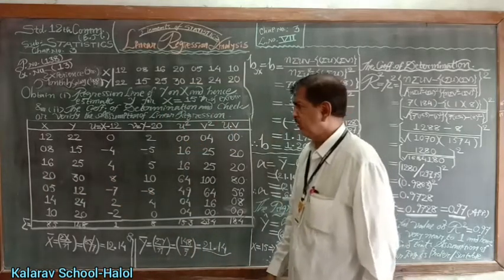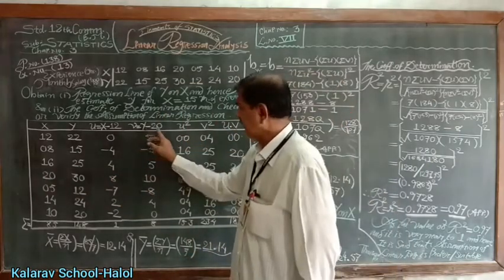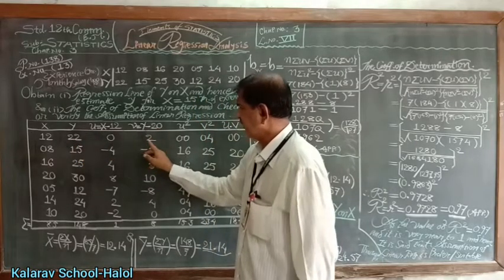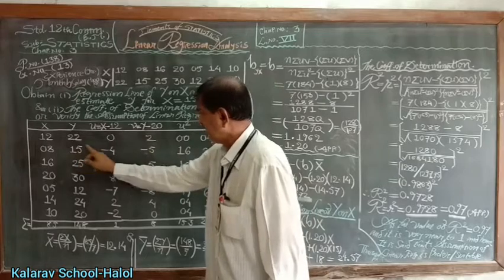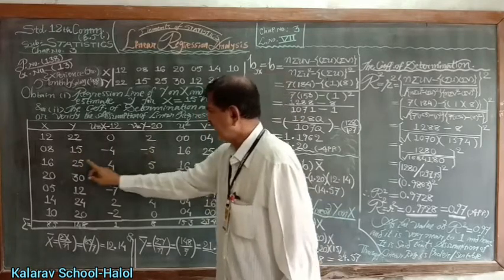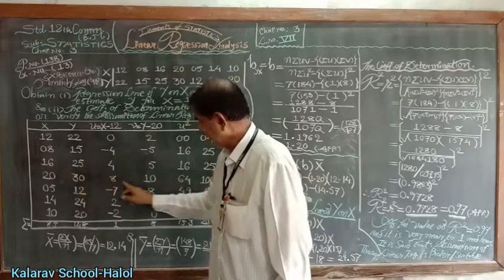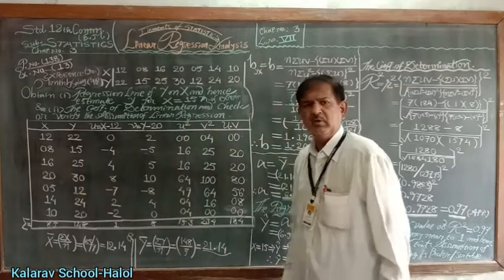Similarly for y, subtract 20 from each value of y. 22 minus 20, the answer is 2. 15 minus 20 is minus 5. 25 minus 20 is 5. 30 minus 20 is 10, and so on.